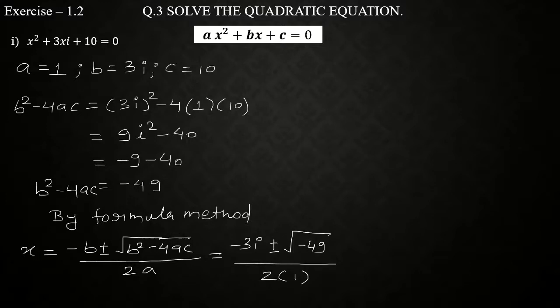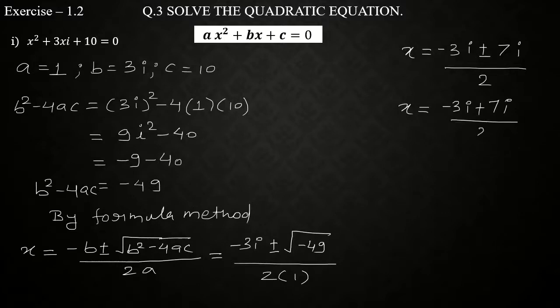So let's continue further part. We get here x is equal to minus 3i plus minus under root of 49 is 7, but since we have under root of minus 49, so we all know by the basics of complex number, under root of minus 49 होता है 7i whole divided by 2 ones are 2. So now we are getting two answers. One is x is equal to minus 3i plus 7i whole divided by 2, and the second answer we get x is equal to minus 3i minus 7i whole divided by 2.